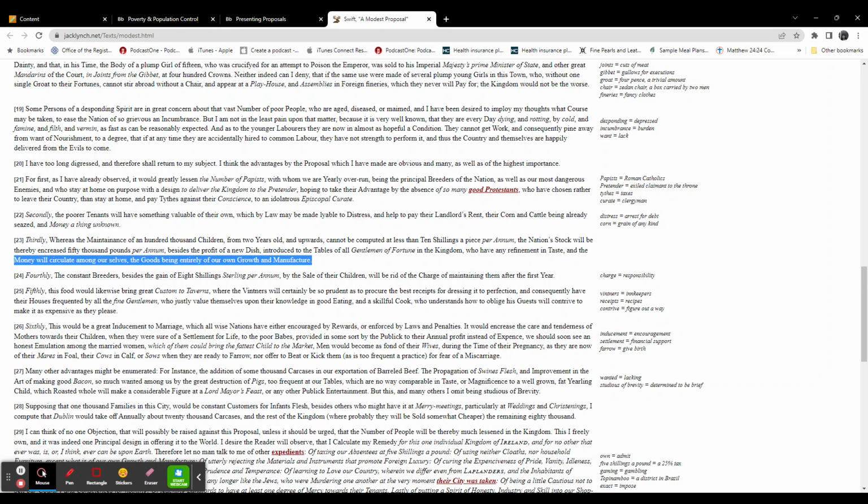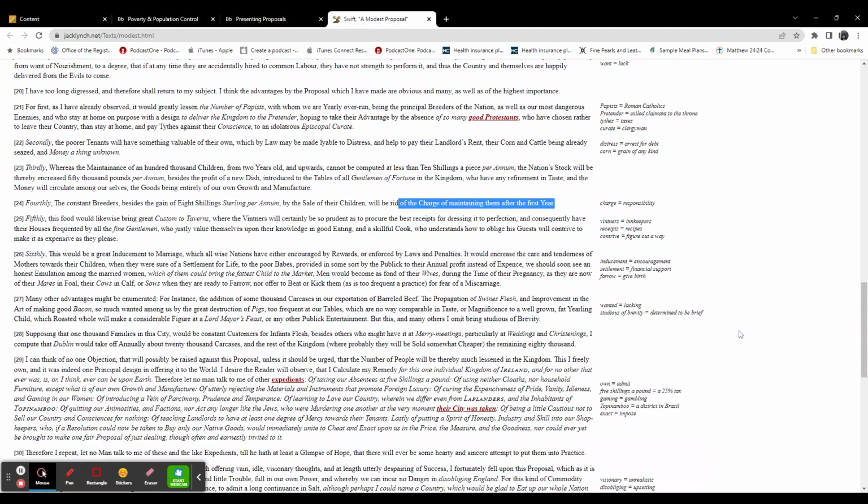Fourthly, the constant breeders, besides the gain of 8 shillings sterling per annum by the sale of their children, will be rid of the charge. So they don't have to worry about taking care of the child after a certain time. That means they're not having to kick out the 12 to 14-year old.